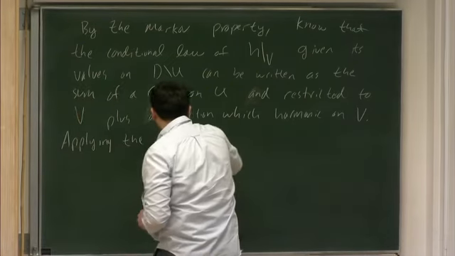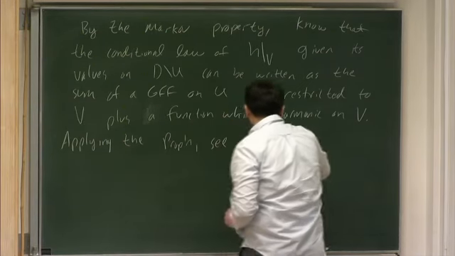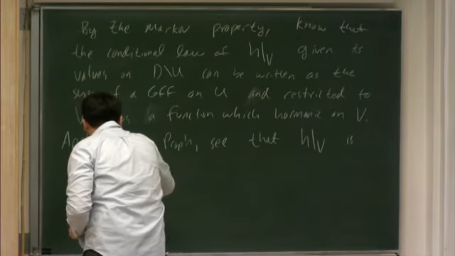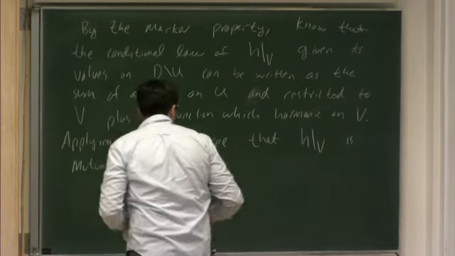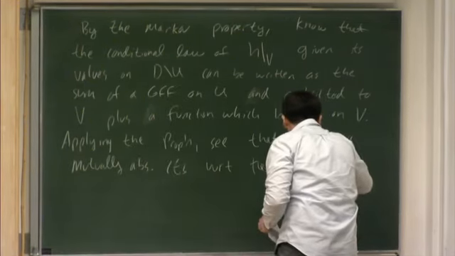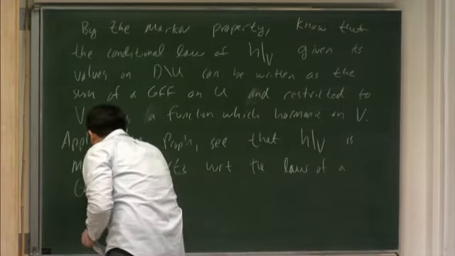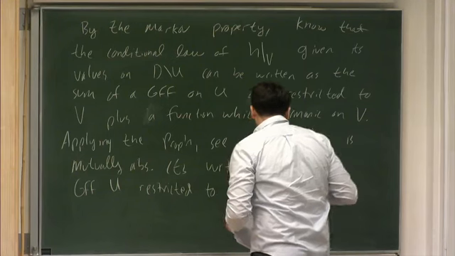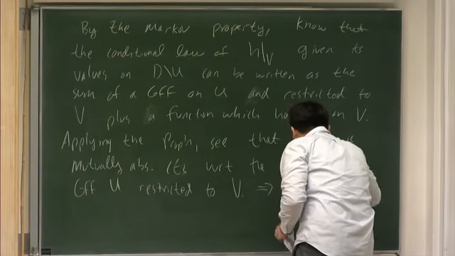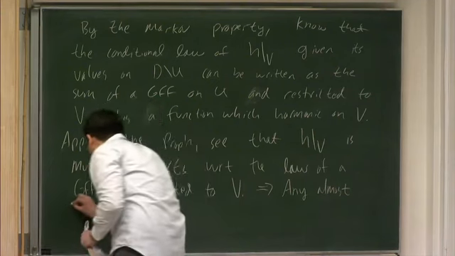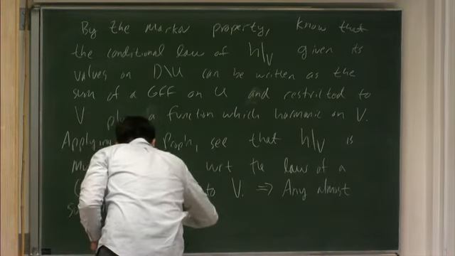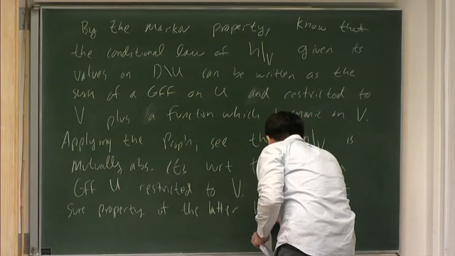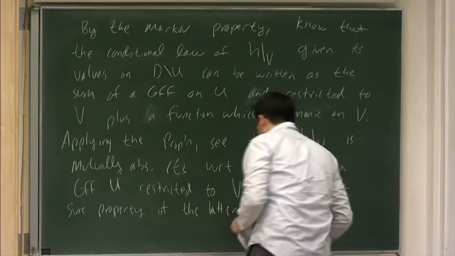because this function is harmonic, so it's smooth, we see that the law of h restricted to V is going to be mutually absolutely continuous with respect to the law of a Gaussian free field on U restricted to V. And this is very useful because this in turn implies that any almost sure property of the latter has to hold almost surely for the former.